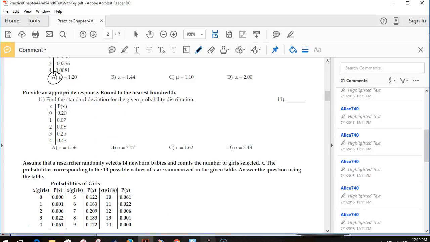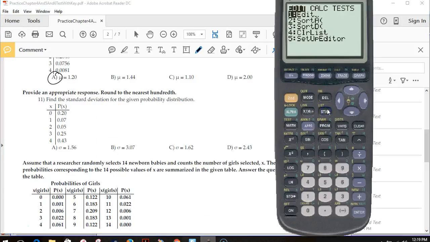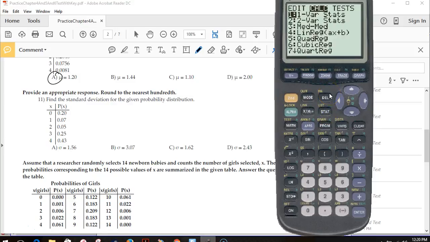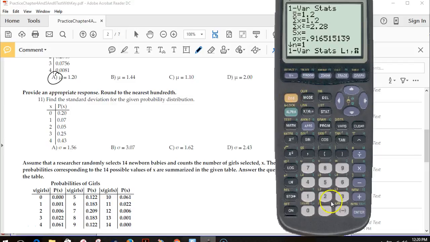Find the standard deviation. We're going to do the same exact thing. Stat, edit. I'm going to change my P of X's here, and I'm going to link my table again. So stat, calc, 1-Var Stats, L1, L2. They're still in there from before, so you don't have to retype L1 and L2. It will know that the list is updated.